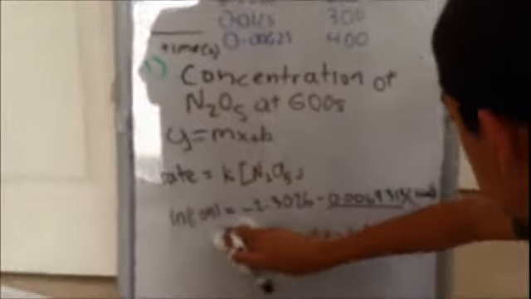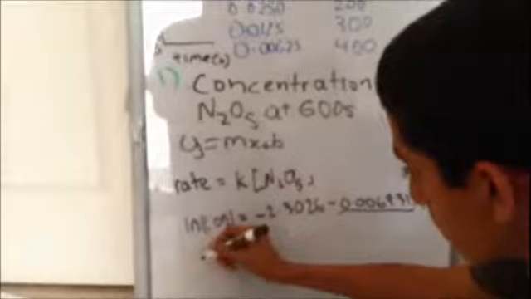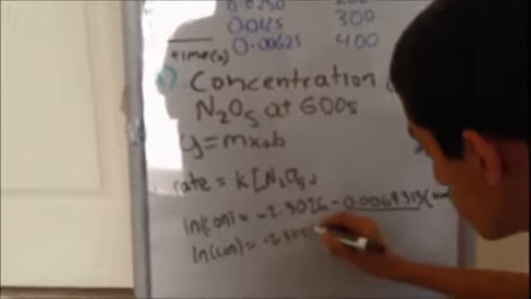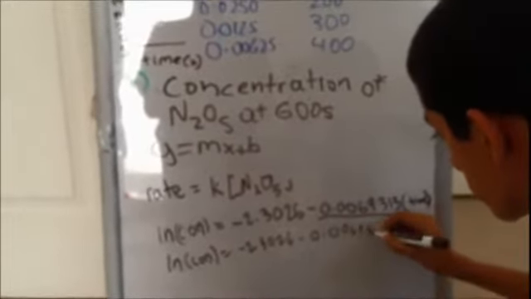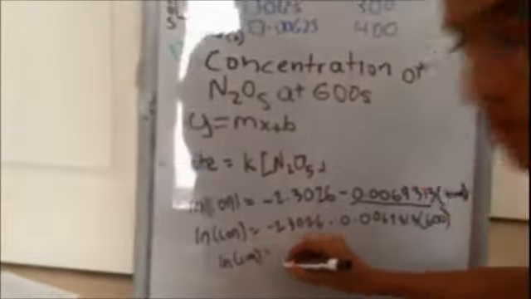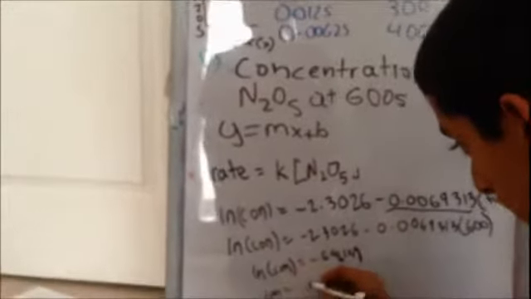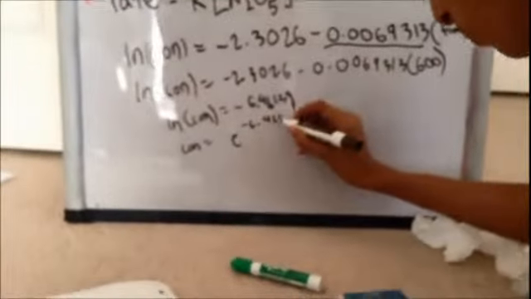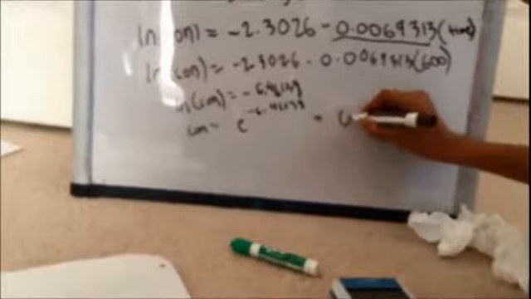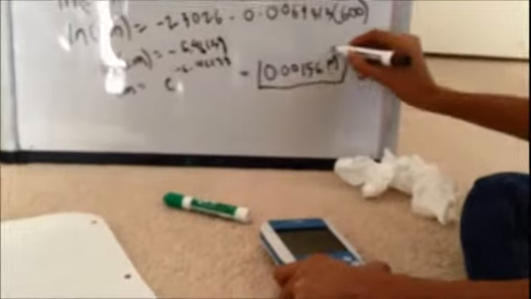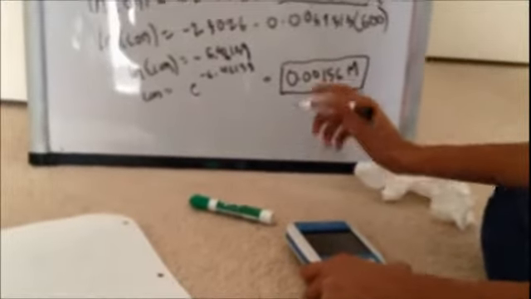0.00156. So in essence, what we did: natural log of concentration, set it equal to negative 2.3026 minus our k, and we just plugged in 600, and we got natural log of concentration equal to negative 6.46138, and concentration will equal e to the negative 6.46138, which is going to equal 0.00156 molar, 3 sig figs, and that's going to be the concentration of N2O5 after 600 seconds.